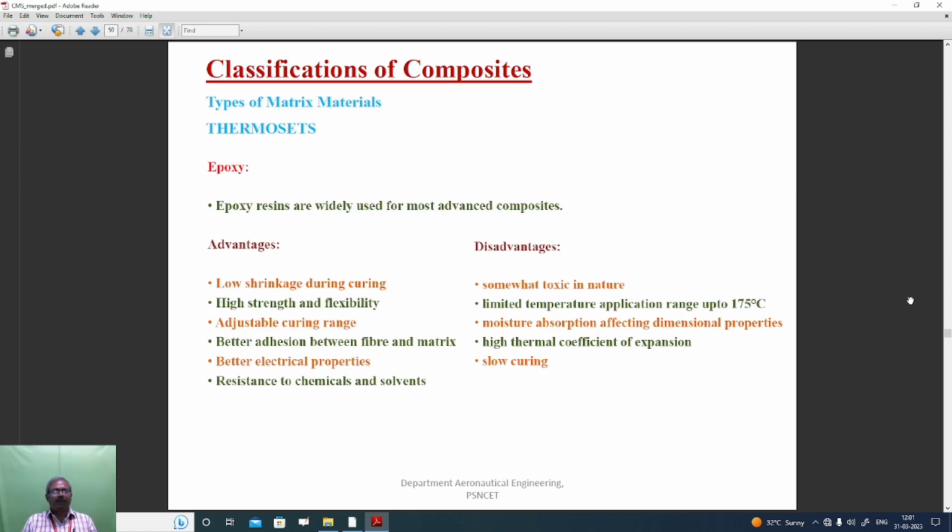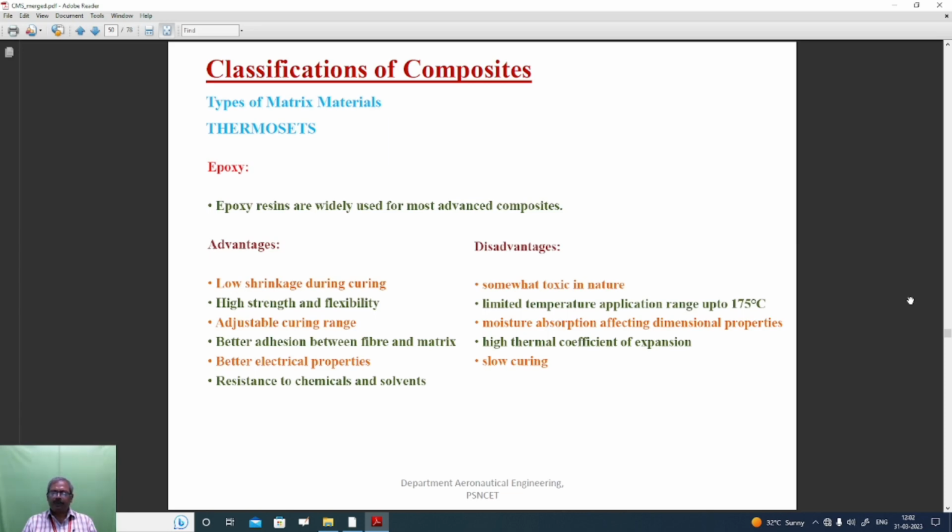Thermosets. In thermosets, the next one is epoxy. Epoxy resins are widely used for most advanced composites. The advantages of epoxy resins are low shrinkage during curing, high strength and flexibility, adjustable curing range, better adhesion between fiber and matrix, better electrical properties, and resistance to chemicals and solvents. Some of the disadvantages of epoxy resins are that they are somewhat toxic in nature.